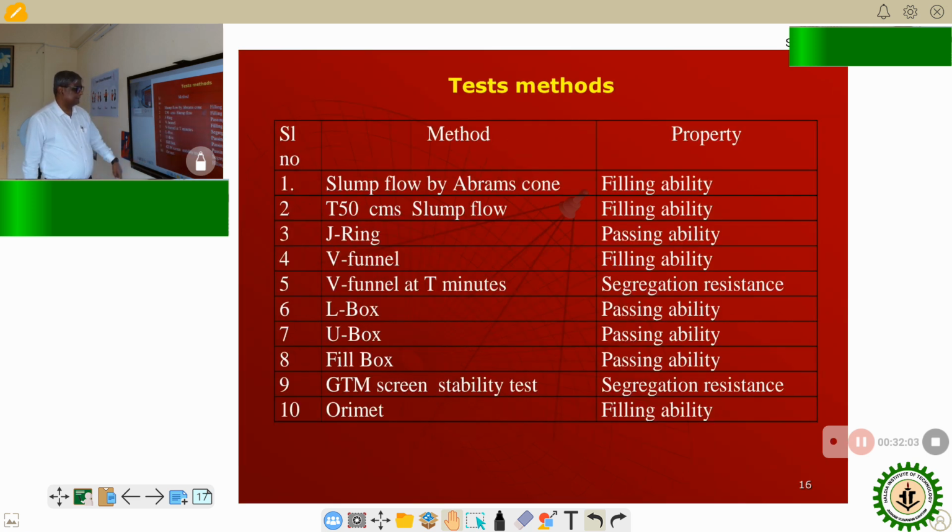Now these are the 10 tests. These are all 10 tests. So you can also go for 10 tests. And the purposes of the tests are first filling ability, then passing ability, and segregation resistance. So all these things you will be able to understand through these tests.